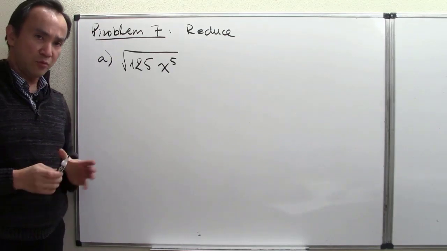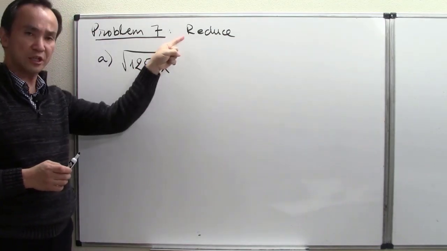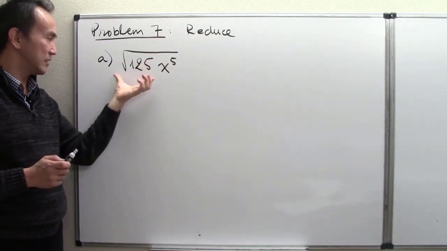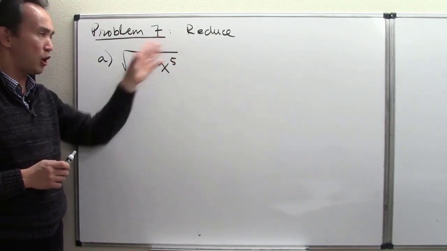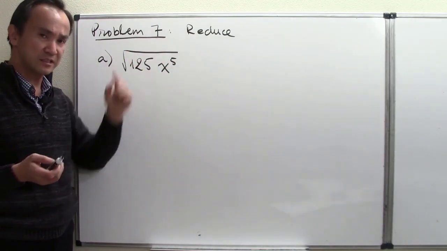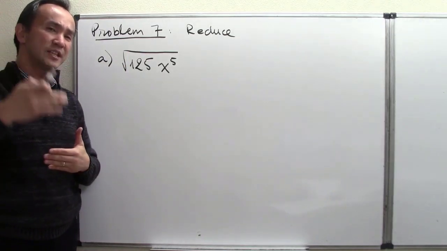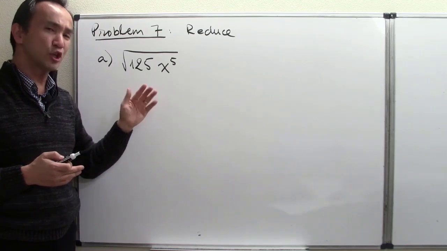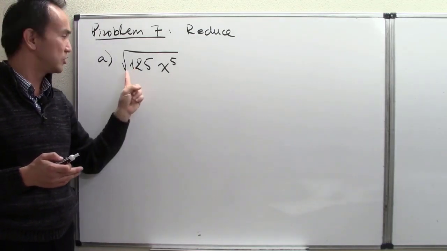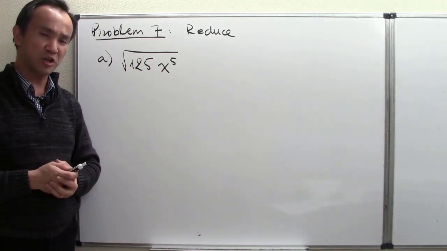All right, now we're stepping into problem number 7, and the problem has a clear instruction. It's telling us to reduce the following expression. Let's call this little problem part A of the entire problem number 7. Unlike problem 6 that we did earlier, in this problem we're starting to learn how we can reduce a square root where there is an expression inside.